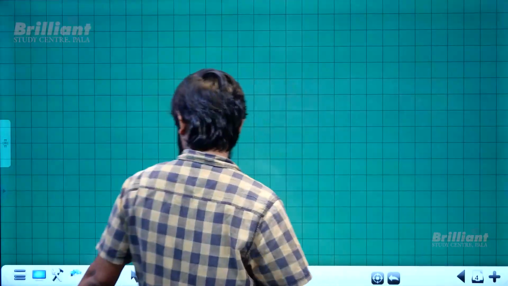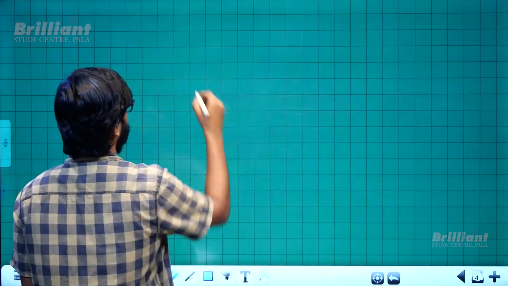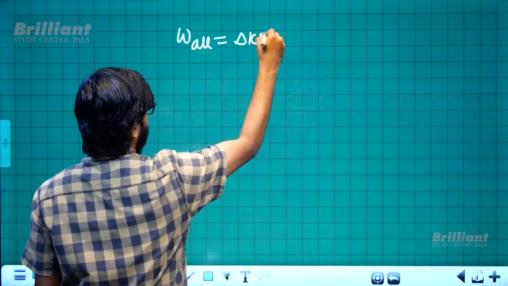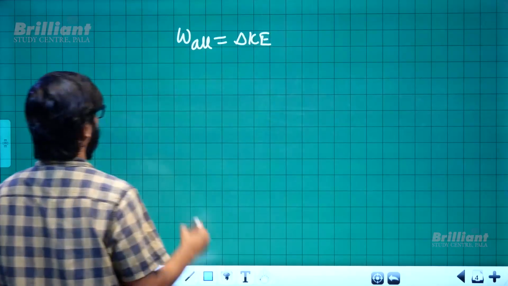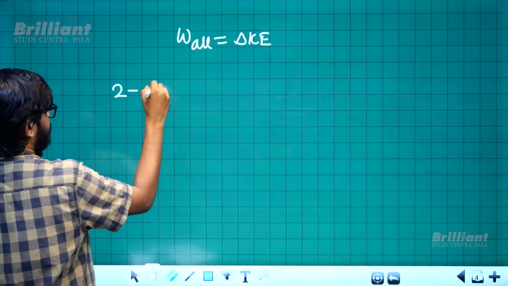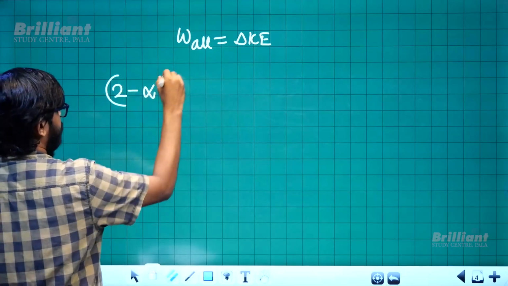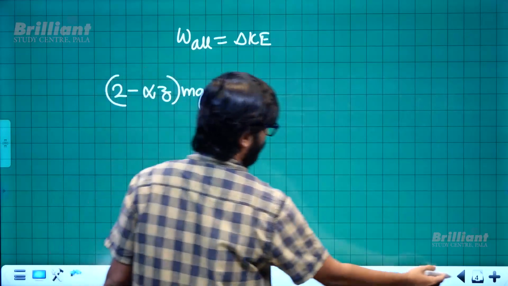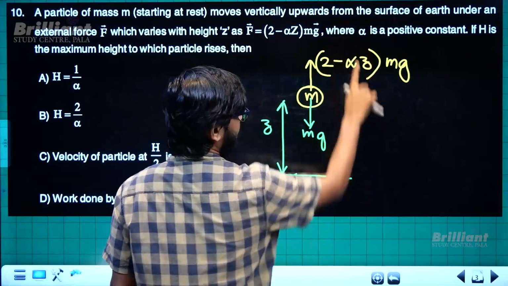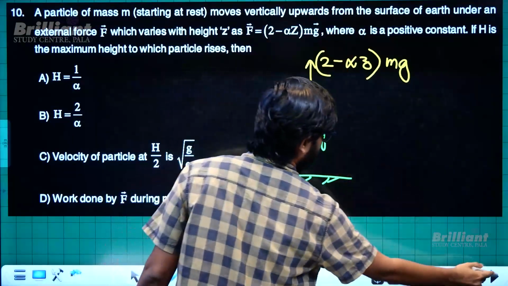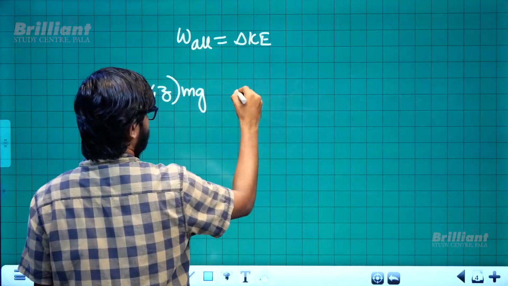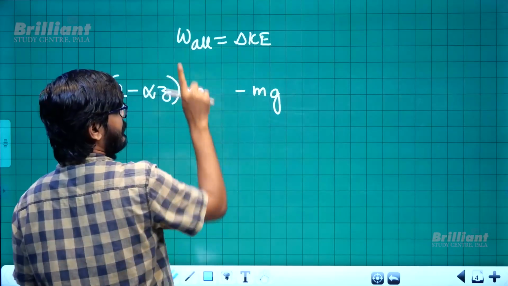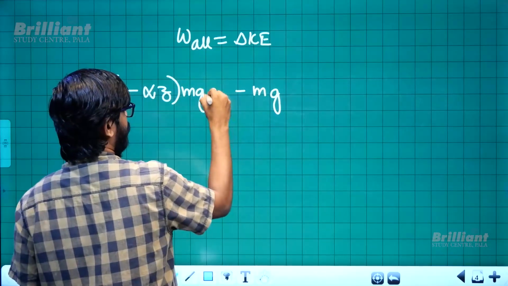So what I will be doing, I will be going with work done by all forces equals change in kinetic energy. Now, work done by all forces, how many forces are there? (2 minus alpha z) into mg, that is one force, and this force is in the upward direction, so I am taking upward as positive. The other force is negative, so minus mg. For any small displacement in the upward direction, this will be doing positive work.